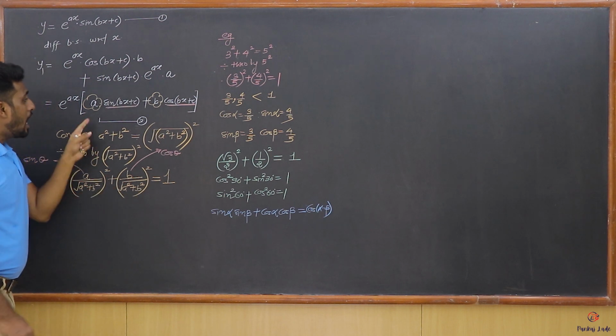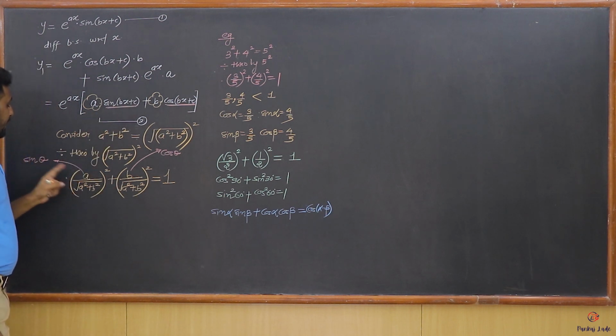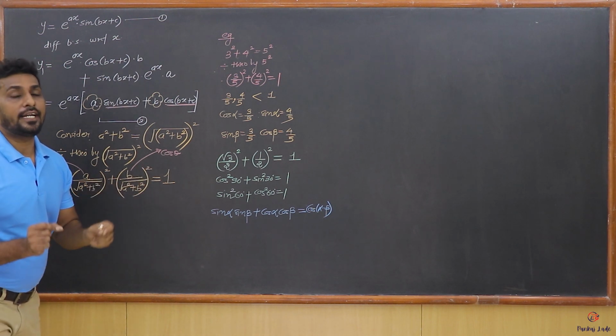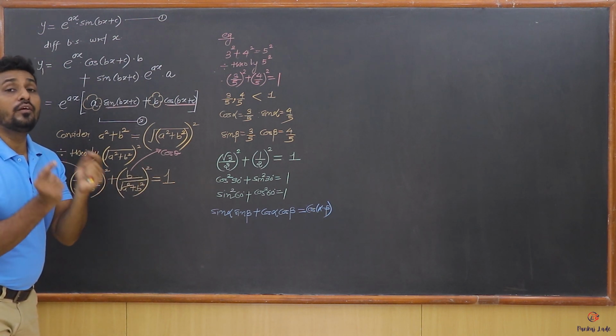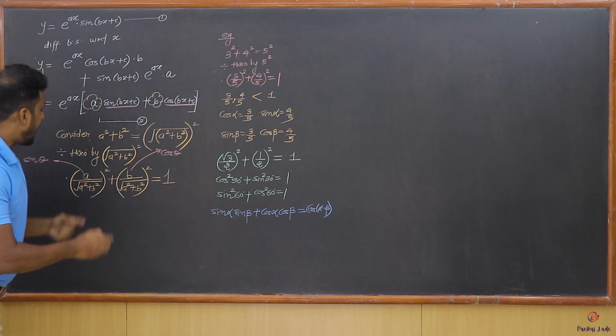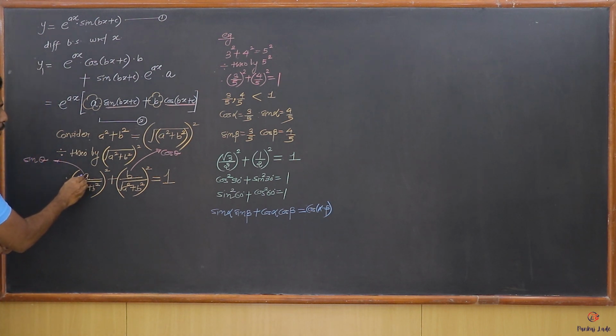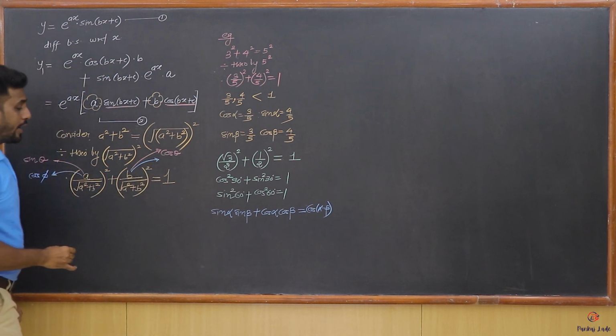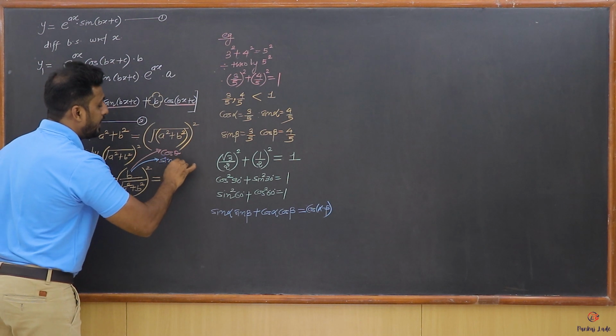So here now this a and b, my choice that a is going to be sine theta and b is going to be cos theta is not the correct choice. I have to reverse the values. That means I'm going to say that a upon root of a square plus b square, I'm going to take it as, say, cos phi, and let's take this b upon root of a square plus b square as sine phi, isn't it?